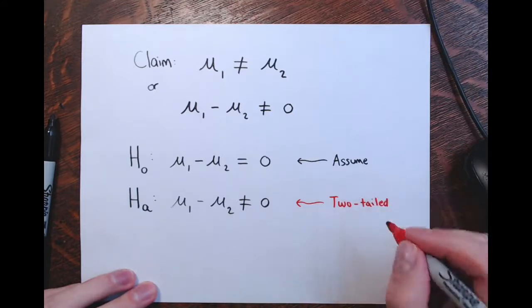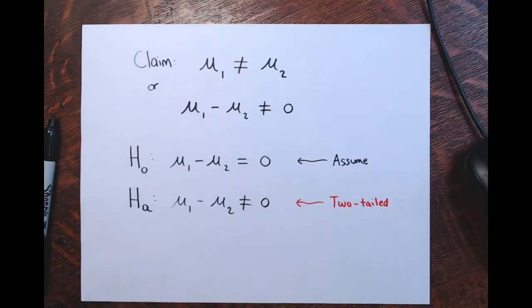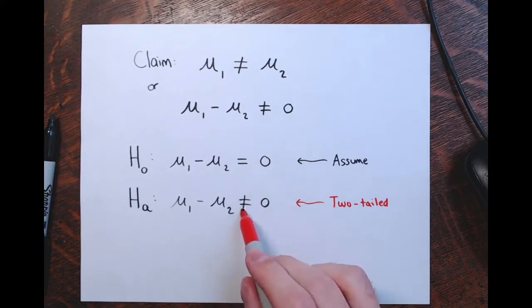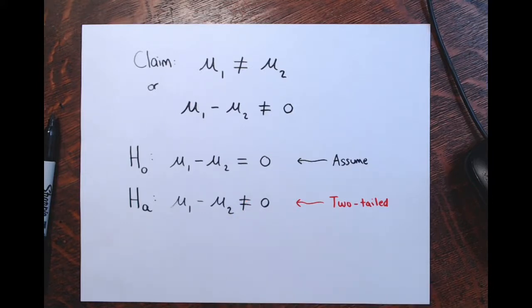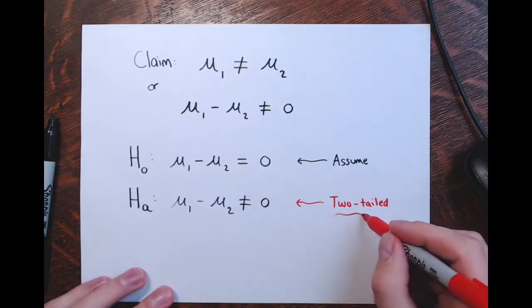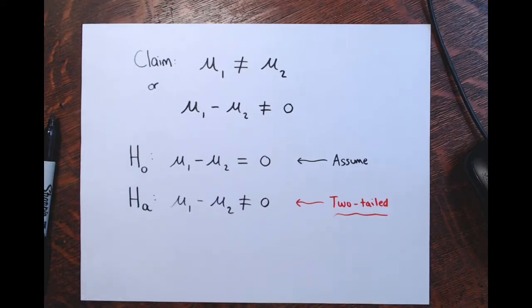So when we go to find critical values and rejection regions, there's going to be two of them, one on the right, one on the left. If it was just a greater than, it would be a right-tailed test, and there'd only be one critical value, one rejection region. If it was less than 0, it would be a left-tailed test, same thing, only one critical value, one rejection region. But this is a two-tailed test. And that's all they're asking us to do at the beginning here.